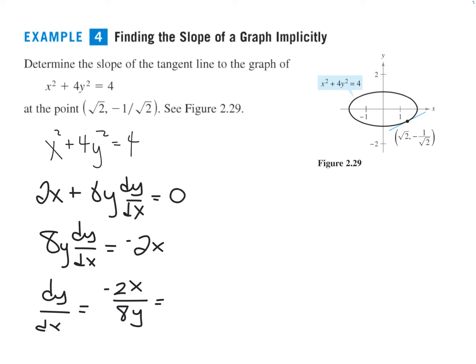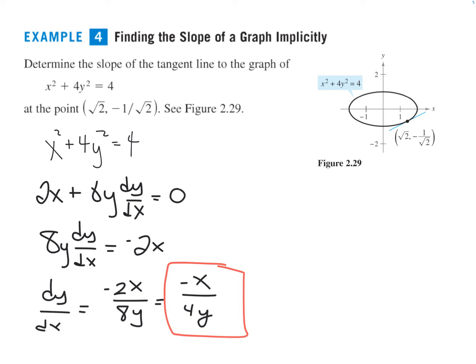And I'm just going to quickly simplify that to negative x over 4y by dividing both top and bottom by 2. So this is the derivative of that implicit function. Now to find the slope, we're going to take this x value and this y value and plug them in down here to figure out our slope.